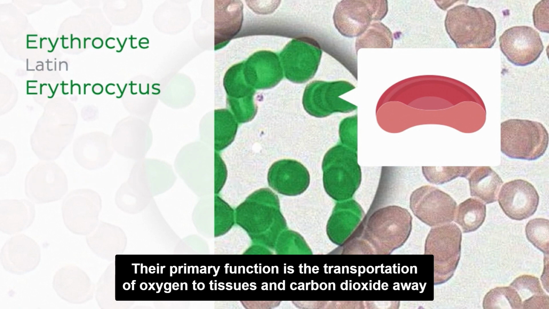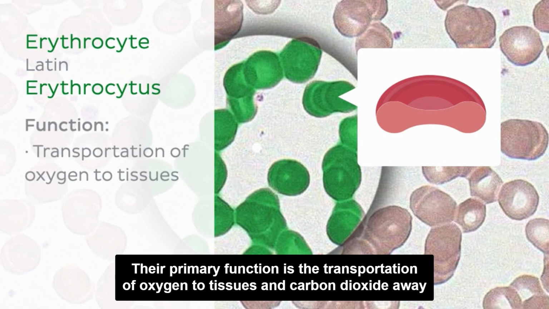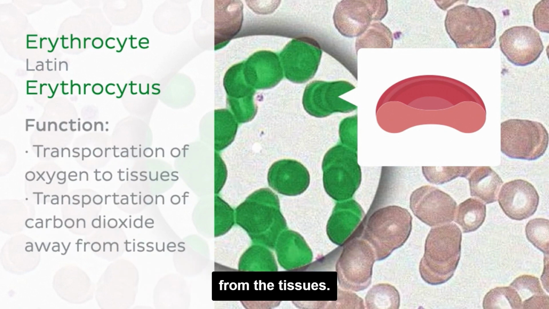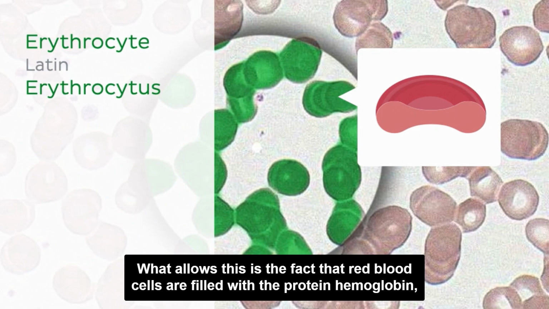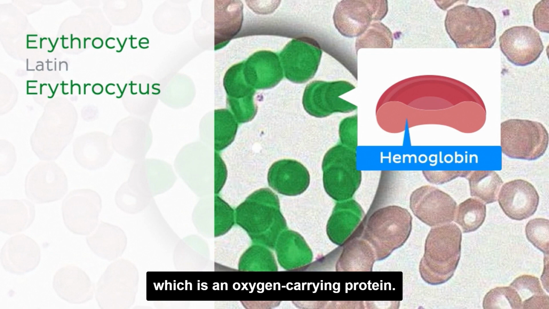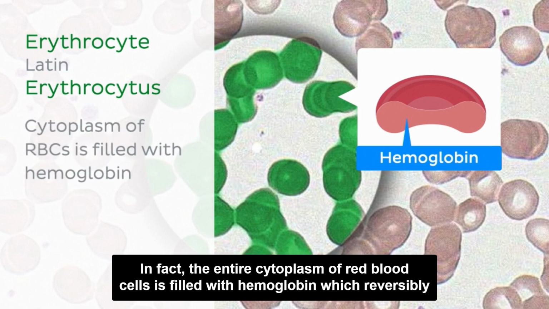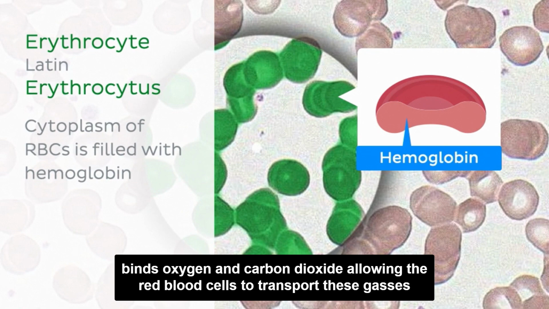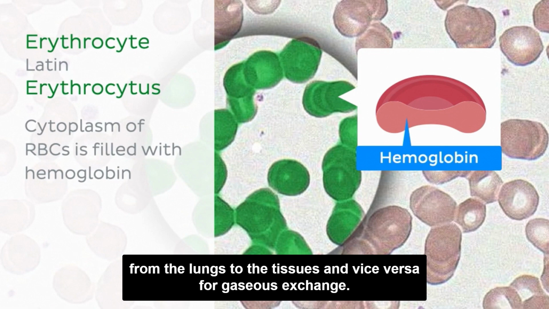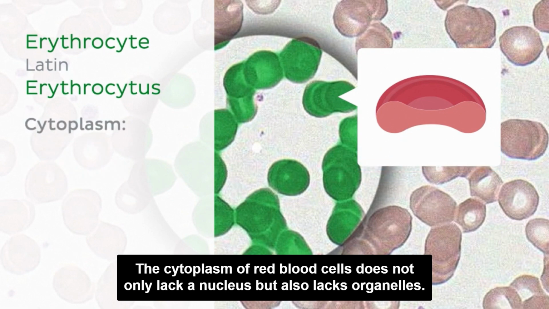Their primary function is the transportation of oxygen to tissues and carbon dioxide away from the tissues. What allows this is the fact that red blood cells are filled with the protein hemoglobin, which is an oxygen-carrying protein. In fact, the entire cytoplasm of red blood cells is filled with hemoglobin, which reversibly binds oxygen and carbon dioxide, allowing the red blood cells to transport these gases from the lungs to the tissues and vice versa for gaseous exchange.